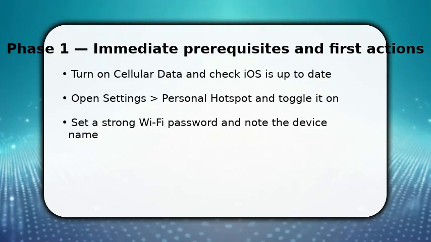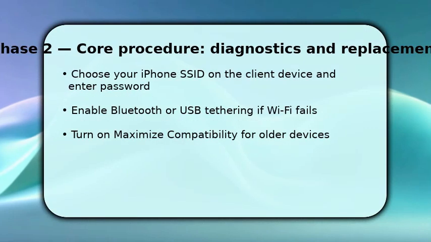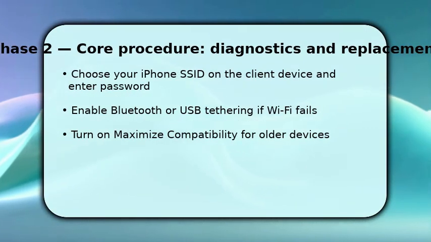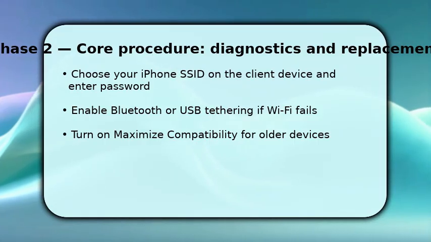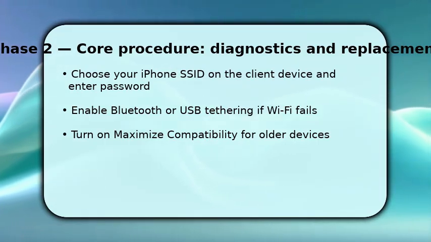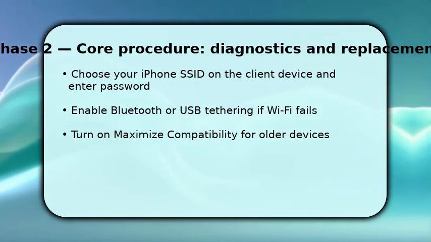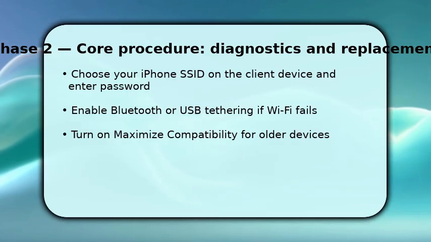Now you connect. On the other device, select your iPhone SSID and type the password you set. This is the most reliable route. If Wi-Fi pairing fails, use Bluetooth or plug in via USB. Those methods bypass wireless interference.